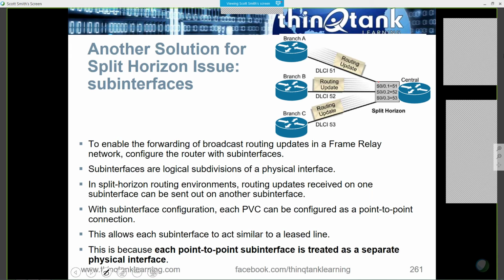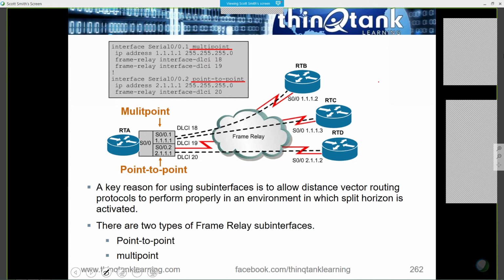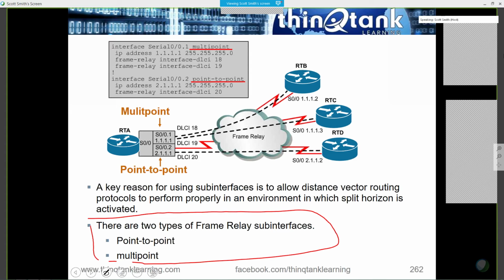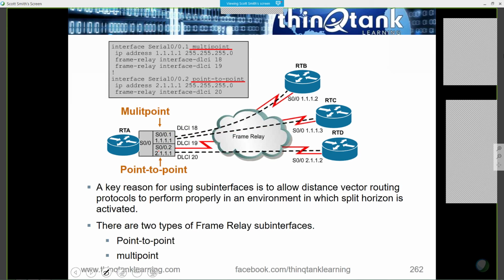All right? 2 types of frame relay, point-to-point or multi-point. I kind of drew this before. This is a multi-point because I've got 2 PVCs that come into that interface. And I've got this PVC that comes into that sub-interface. This is on the test as well, guys.